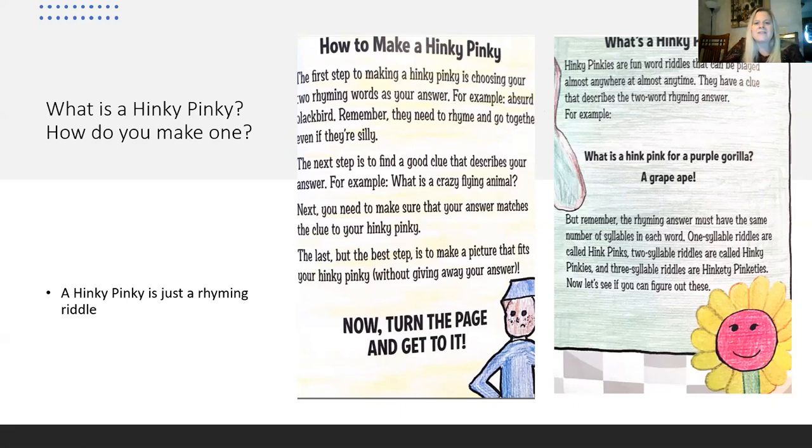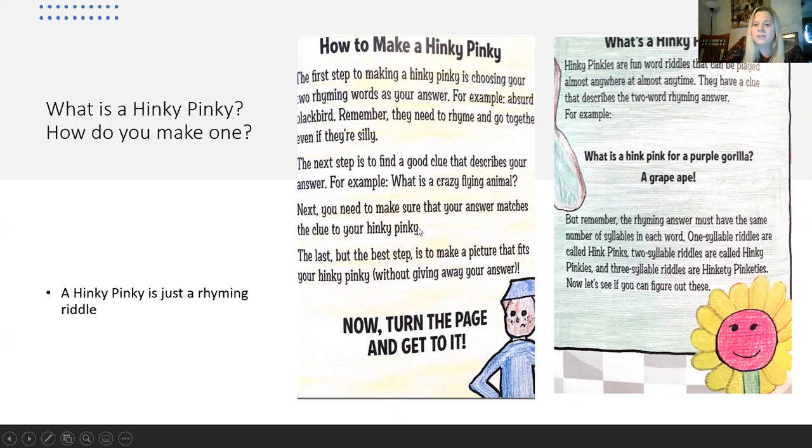It doesn't necessarily even need to make sense. They need to rhyme and they need to go together so that you can make a clue, because that's your next step: to make a good clue that describes your answer, because that's how your reader is going to try and guess what your answer is. So if we go back to the example of absurd blackbird, the question you could ask: what is a crazy flying animal? And hopefully that will help them come to your answer of absurd blackbird.